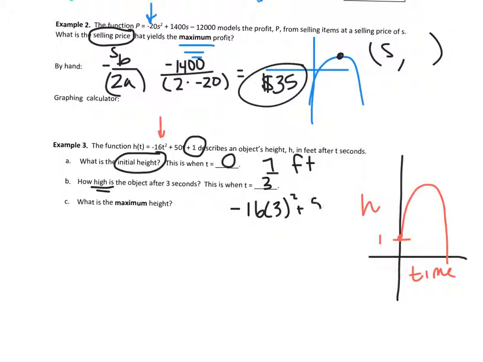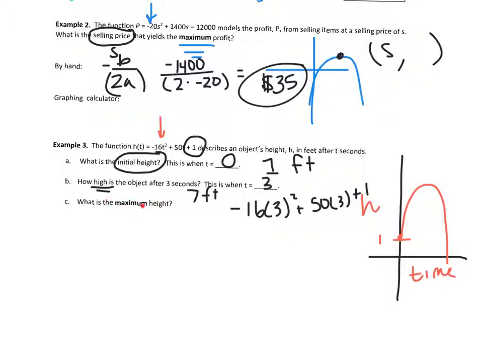So you're going to plug in 3 for t: negative 16 times 3 squared plus 50 times 3 plus 1. So 7 feet high. So if they give you a time, you just need to plug that number in for t to get your height. Whenever you have to find the initial height, or the initial something, it means you plug in time is 0. That's the starting point.